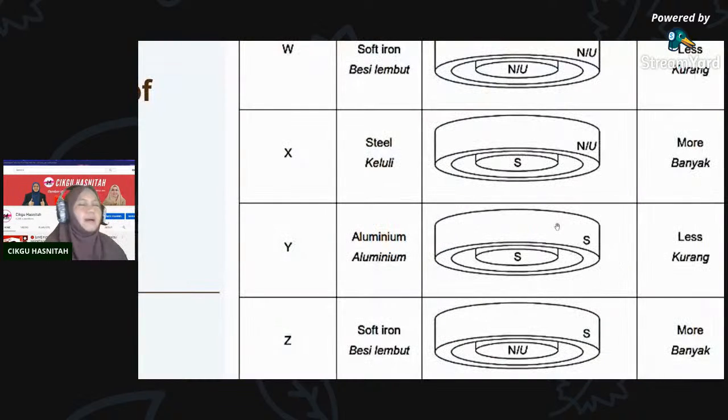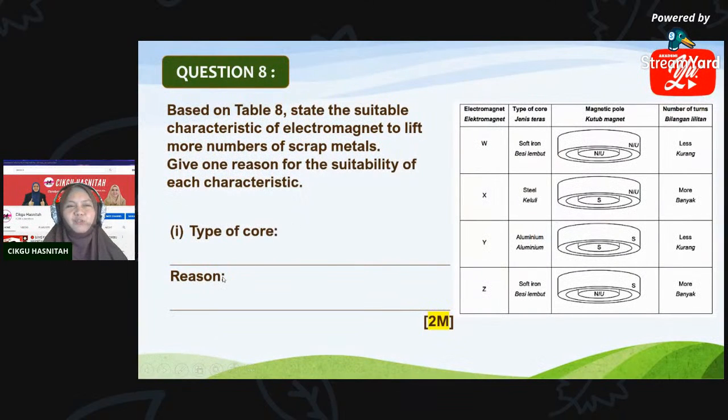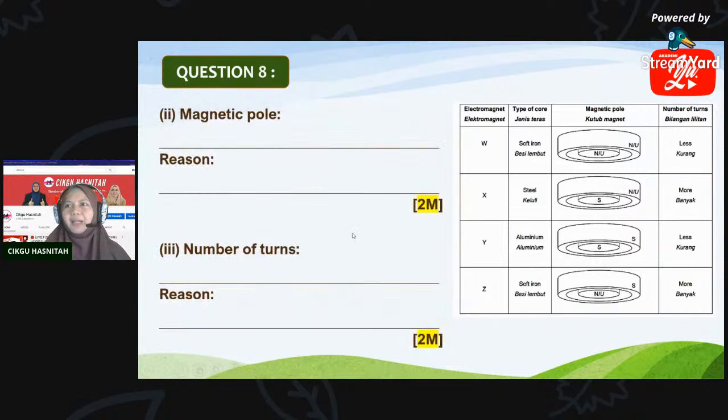So for the type of core, which one is a better choice? Normally when talking about the core, we choose soft iron core. What is the reason for choosing soft iron core? Because it is easily magnetized and demagnetized. Okay, very good. Next, the magnetic pole. Is it better to have the same pole or opposite pole? Which one do you think?